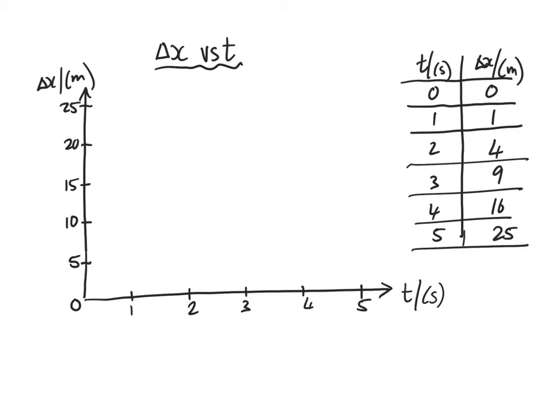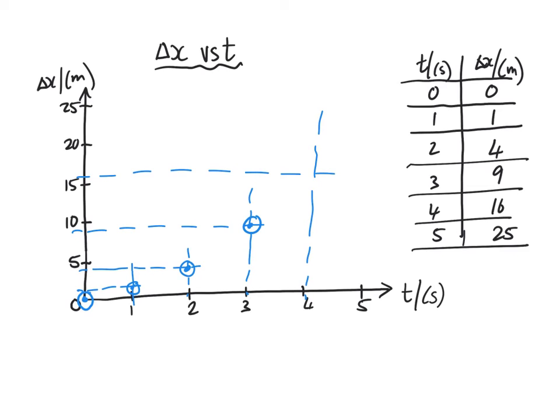So it's 0 seconds. The object had obviously not changed position yet. Then after 1 second, it had covered 1 meter. After 2 seconds, it had covered 4 meters. At 3 seconds, it covered 9 meters. At 4 seconds, it had covered 16 meters. At 5 seconds, it covered 25 meters.